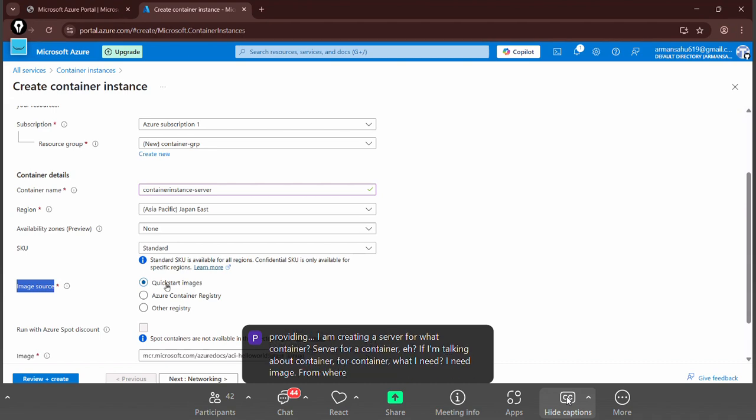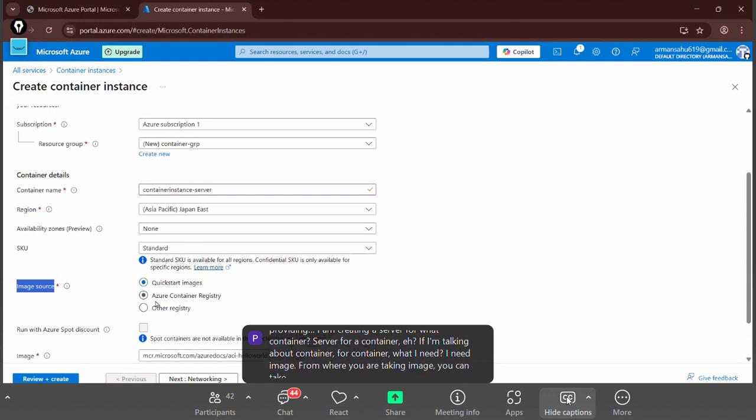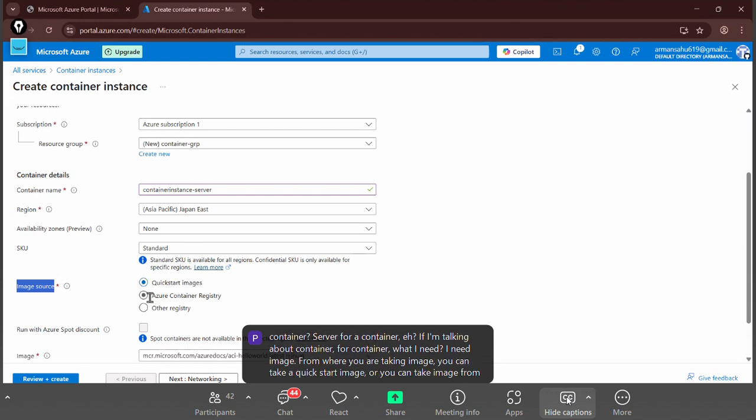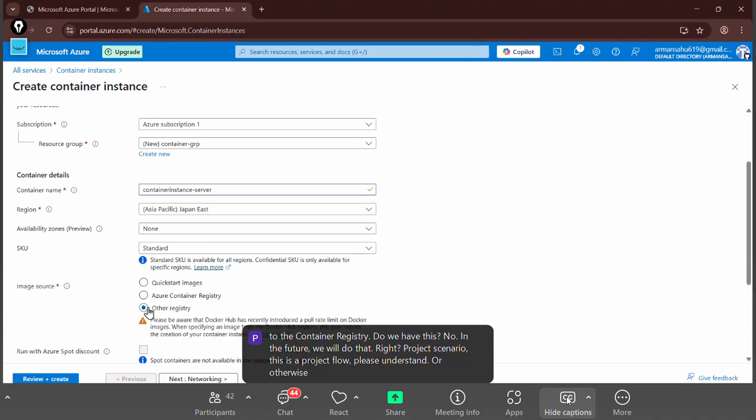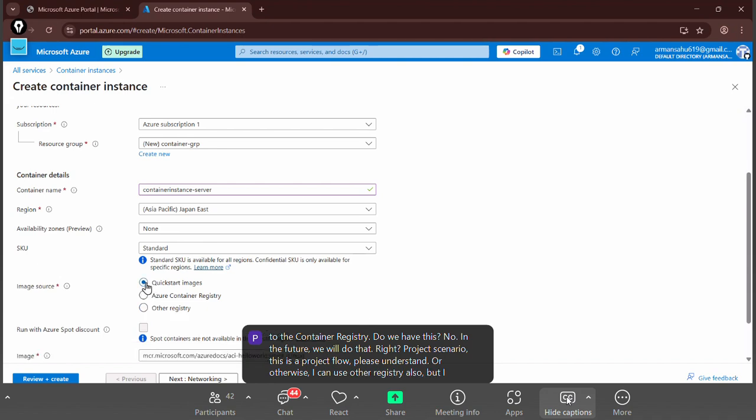From where you are taking an image, you can take a quick start image, or you can take an image from Azure Container Registry. But to take an image from Azure Container Registry, you need to push or pull the image to the container registry. Do we have this? No. In the future, we will do that. Right? Project scenario. This is a project flow. Please understand. Otherwise, I can use another registry also, but I'm using the quick start image.